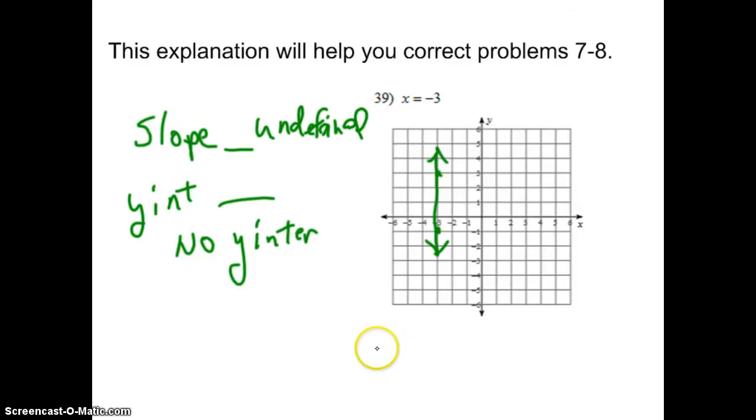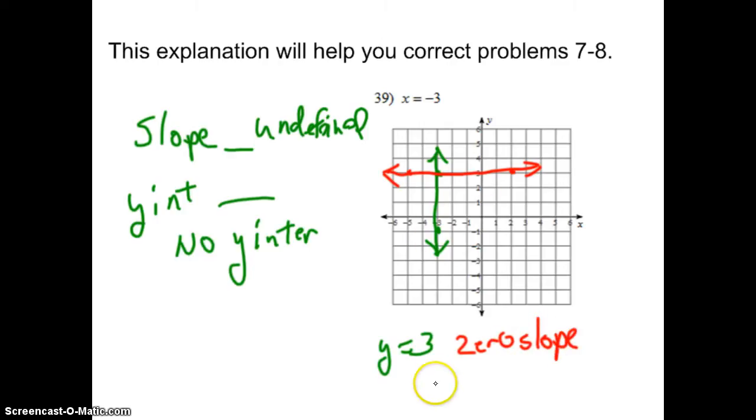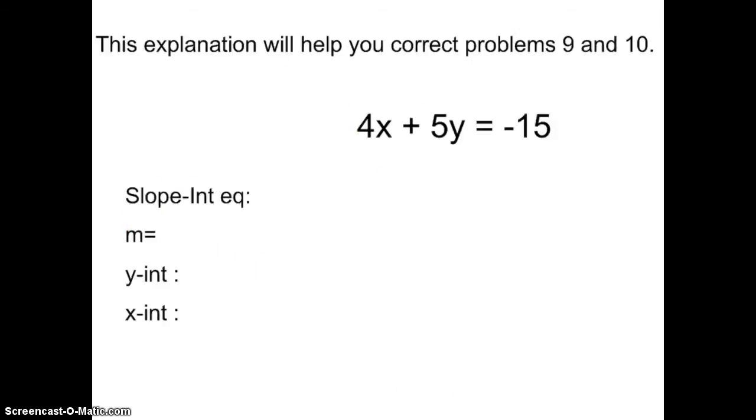Say, for example, it had y equals 3. Change colors here. So no matter what x is, y will be 3. If x is 2, y is 3. If x is negative 5, y will be 3. And you'll have something that is a 0 slope. And then with that 0 slope, the y-intercept would be 3. Let's continue on.